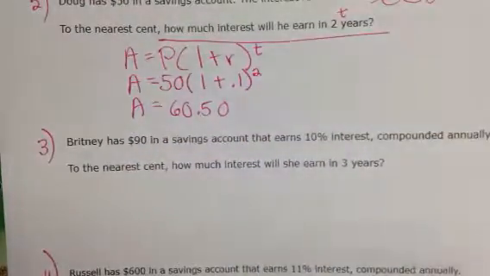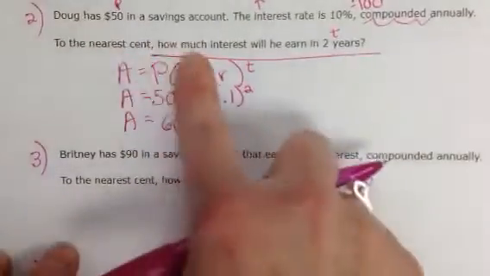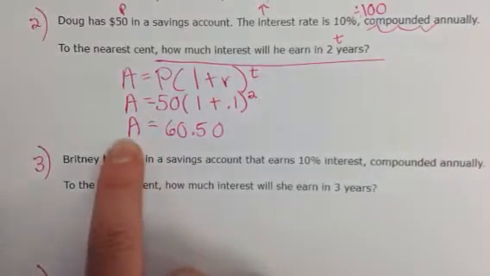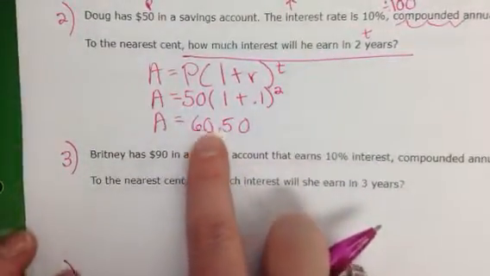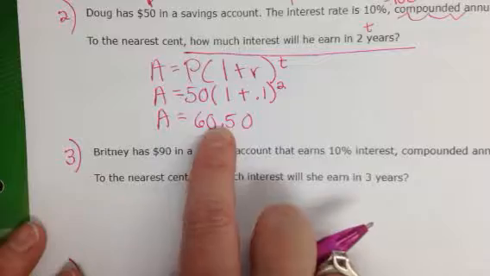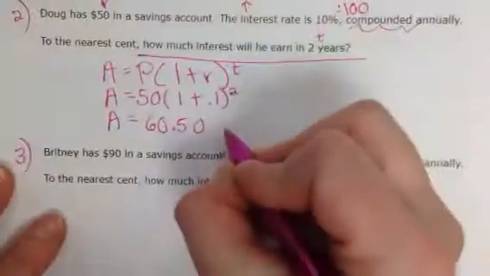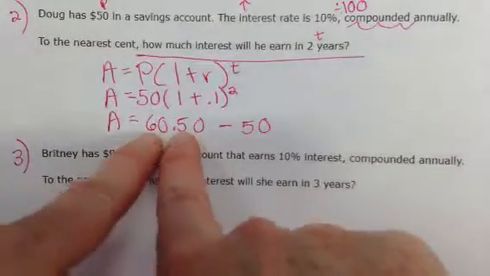Remember we talked about that whenever you work a formula, you want to see if it answers the question, because it doesn't always answer it. So we go check. How much interest will he earn in 2 years? Does A stand for interest? No. A stands for the total ending amount. So right now this has the 50 that Doug started with, and then it has the interest, okay, to get to this total. So if I only want to see the interest, I'm going to take away the amount that he started with, because this is all of it, all put together, okay?